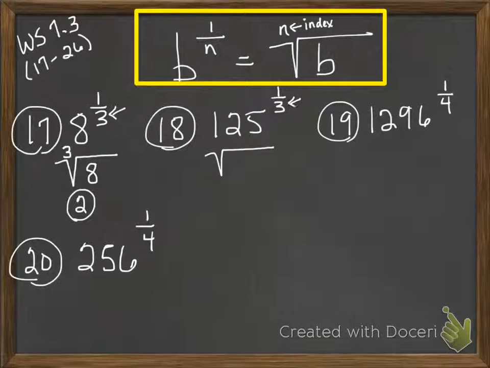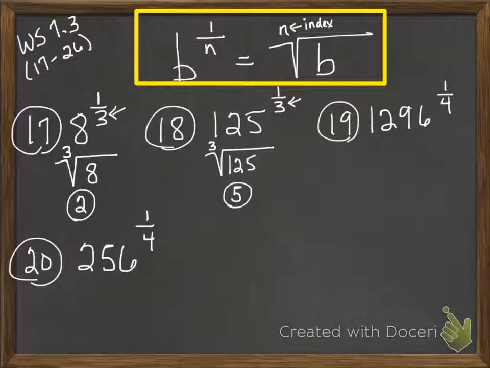The bottom of the fraction is a 3, so our index is going to be 3. We're going to put the 125 underneath. And that problem now says, what times itself 3 times? That's what the index is asking us. What times itself 3 times is 125? And the answer to that is going to be 5. Because 5 times 5 times 5 is 125.